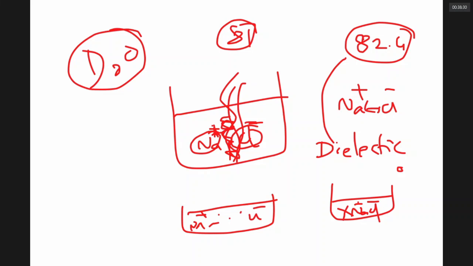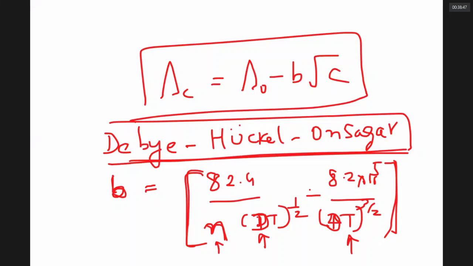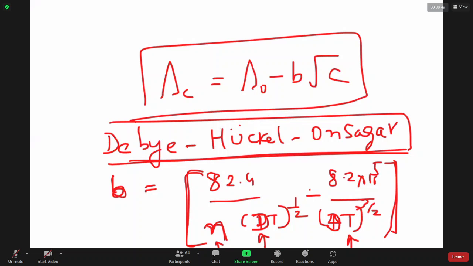So the relationship between the conductance, the dielectric constant of the solvent and the viscosity of the solvent has been given by Debye, Huckel and Onsager. In this relationship, they have found the value of B like this. More than this, we need not go. This is only for advanced study. I am just touching this idea.